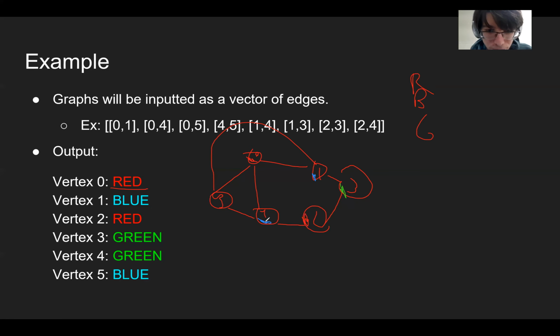So I probably drew this wrong. Did I? No, I think it's fine. Wait, 0, 1, 0, 4, 0, 5, 4, 5, 1, 4. Oh, yeah, I forgot 1, 4. Sorry about that. So 4 could not get blue because I forgot an edge. I forgot this edge. So 4 could not get blue or red. So 4 had to get green.